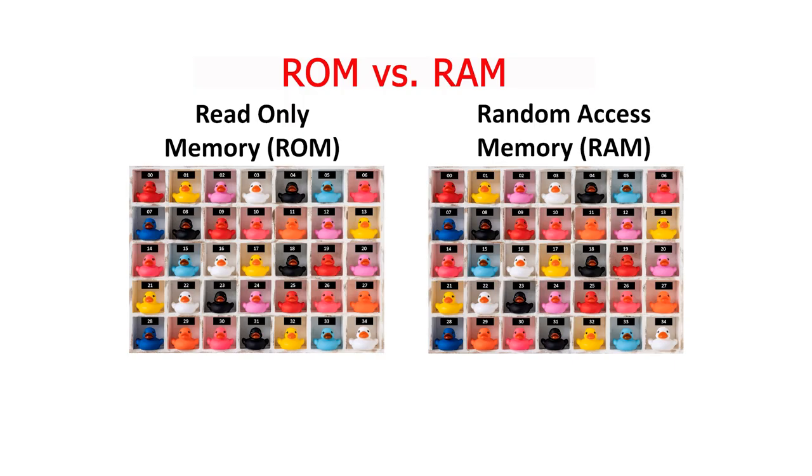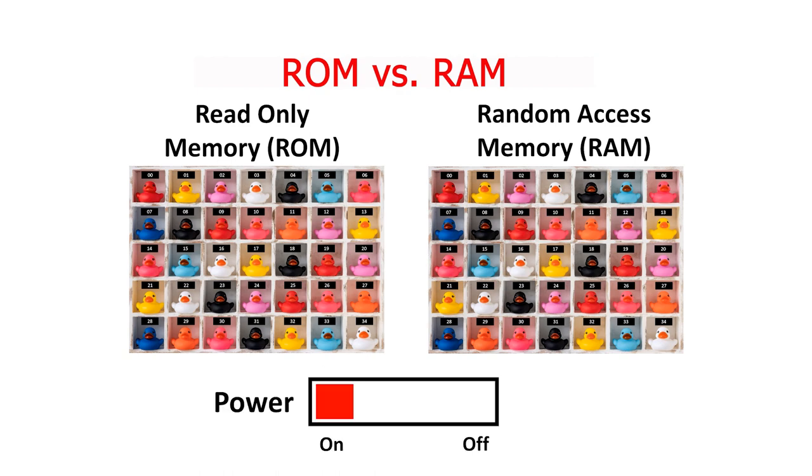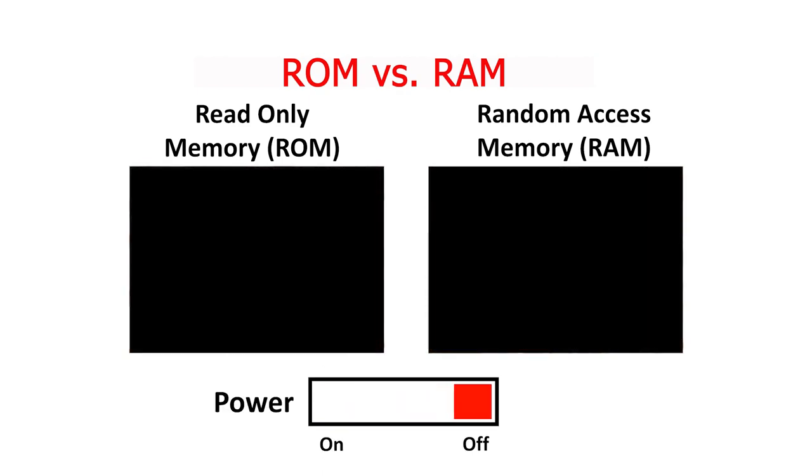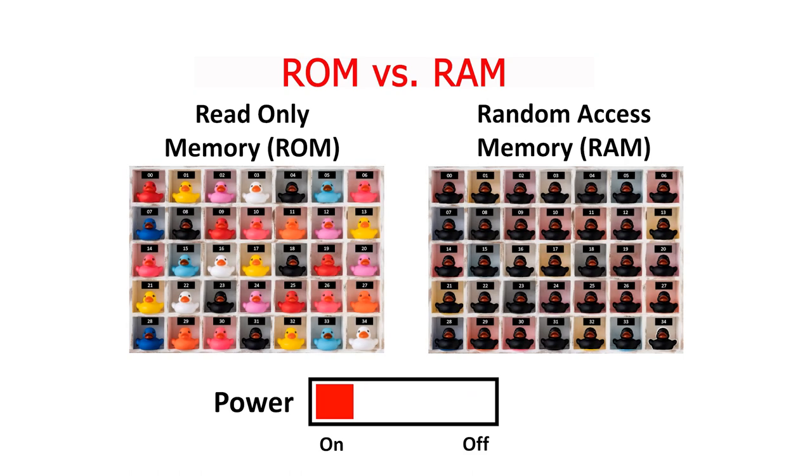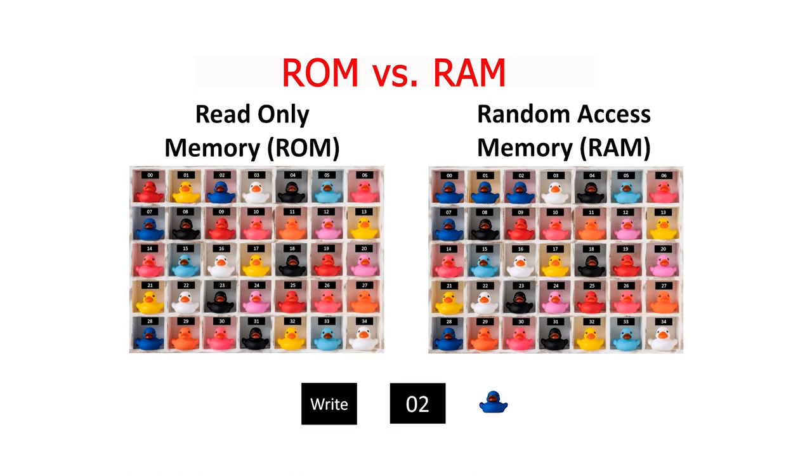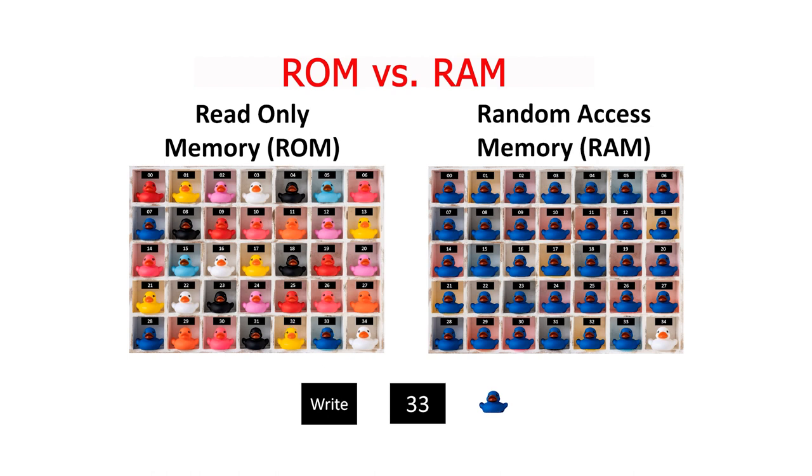There are two fundamental differences between ROM and RAM. RAM is volatile, which means when the power goes off, the RAM loses its contents. The other major difference is that during common use, we can only read from the ROM, but we can read and write to the RAM.